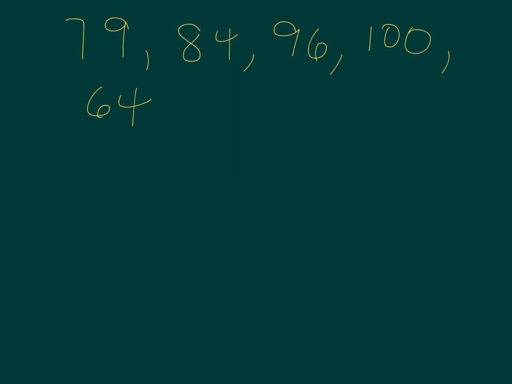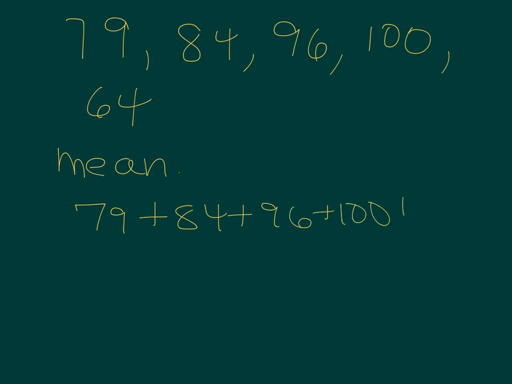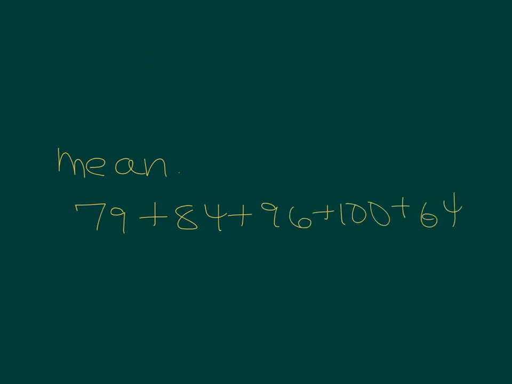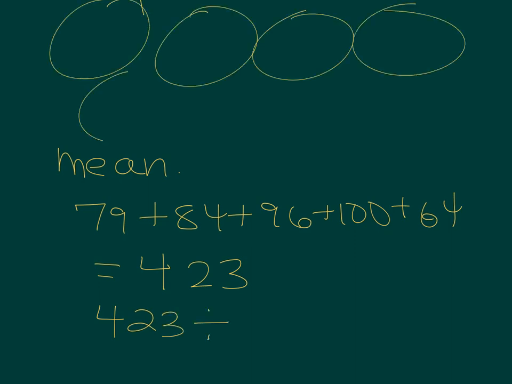Okay, we'll do another example. Just say you had these test score percentages, 79, 84, 96, 100, and 64, and you want to find the mean or the average. So again, you would add all of these up, 79 plus 84 plus 96 plus 100 plus 64. And that gives you 423. And then you would divide 423 by the amount of numbers that there are. 1, 2, 3, 4, 5.